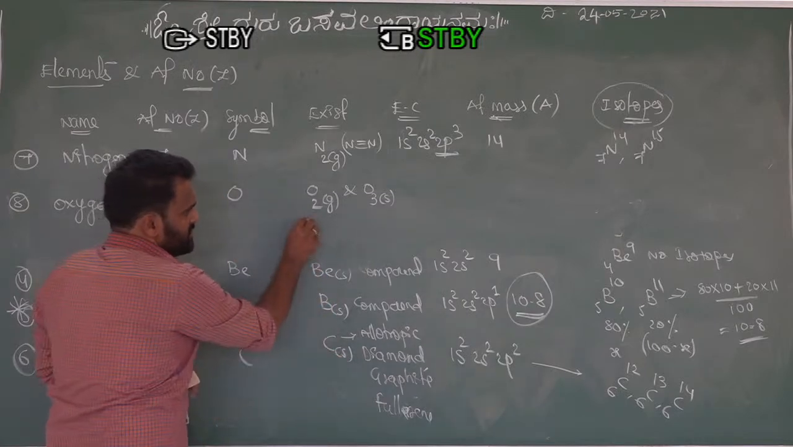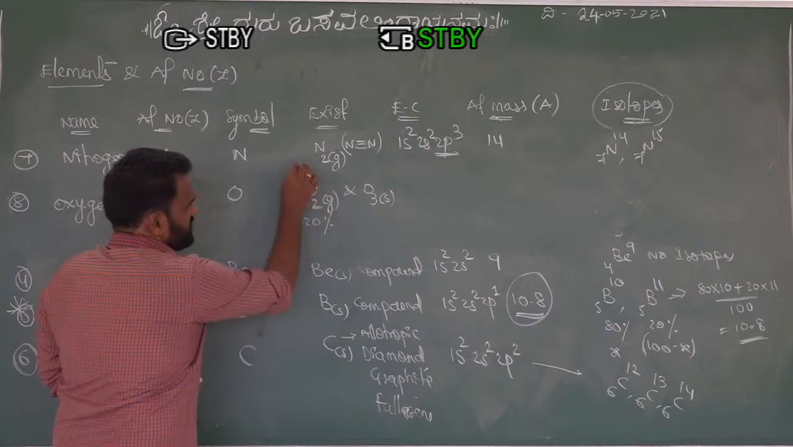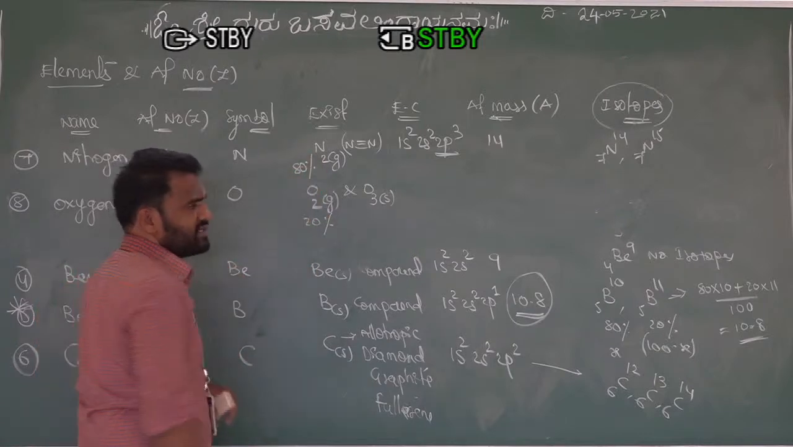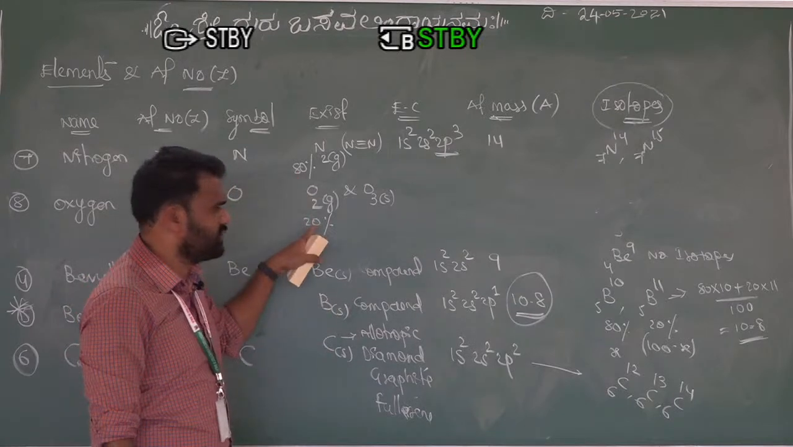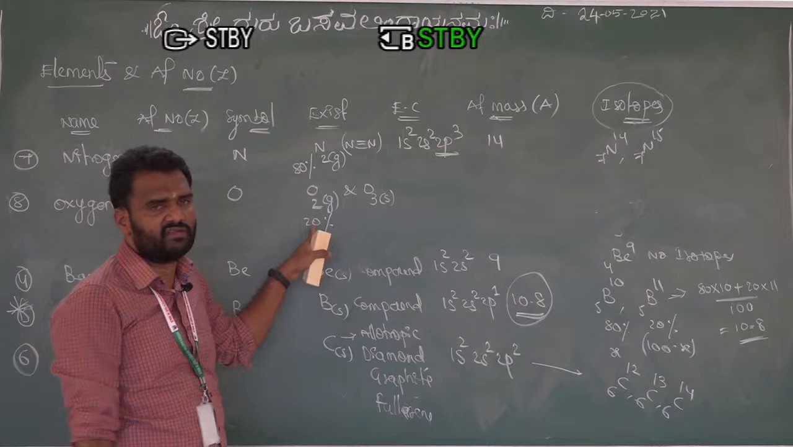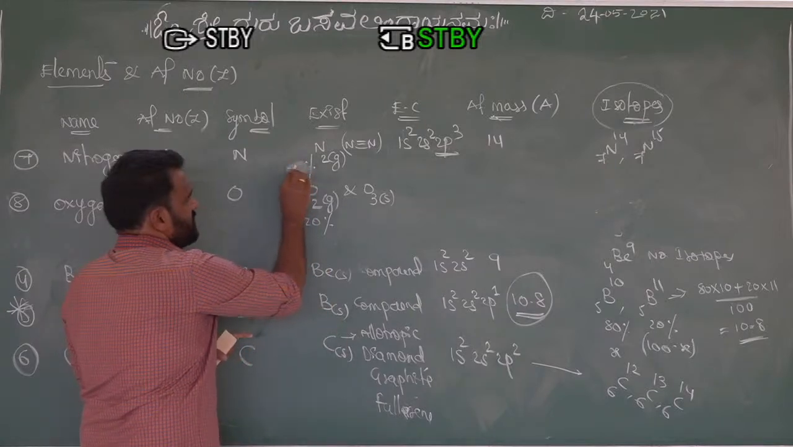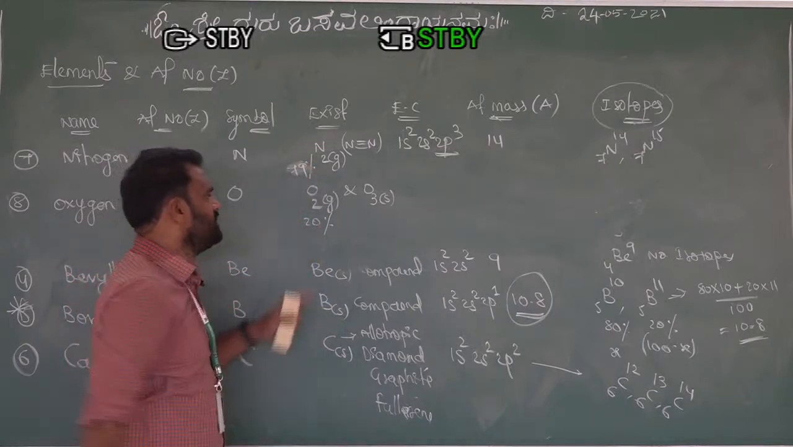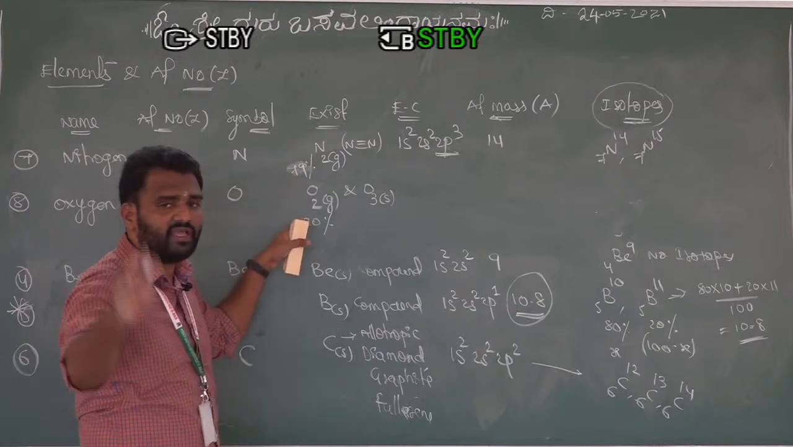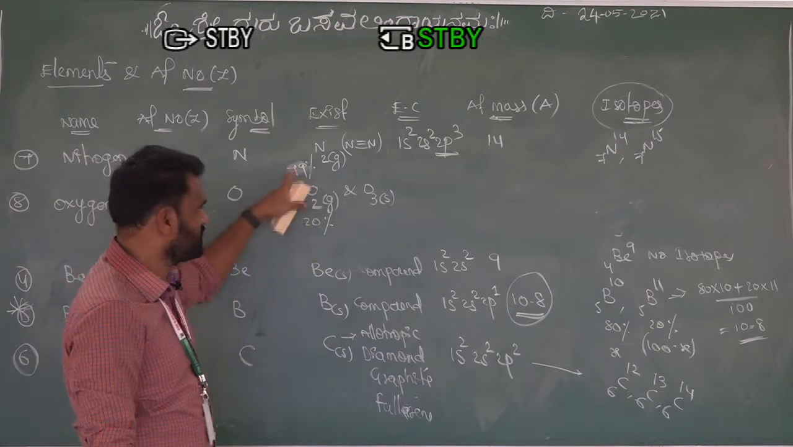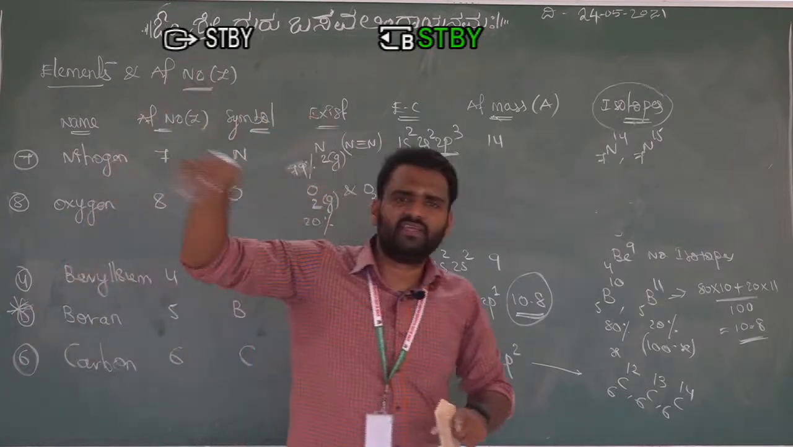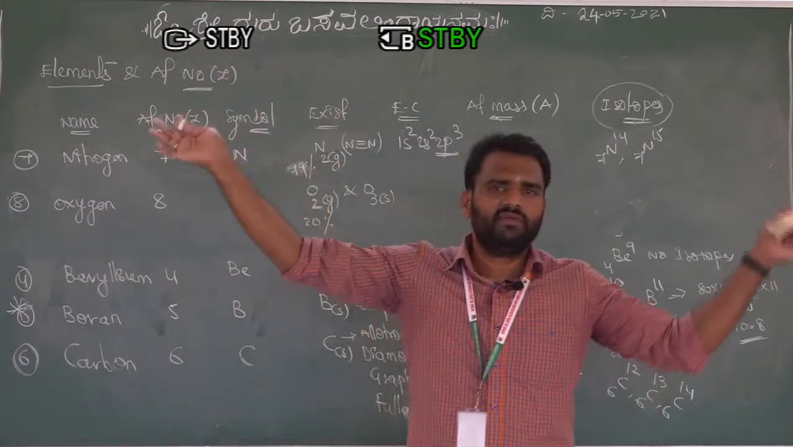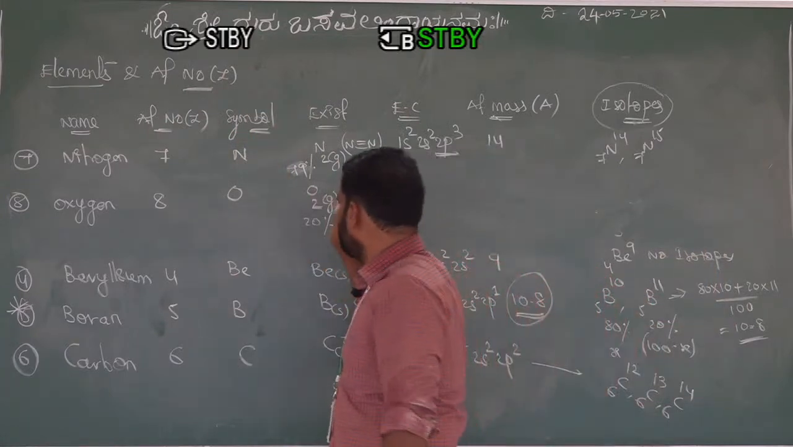Oxygen percentage in nature is 20%, and nitrogen percentage is nearly 80%. This is 79 and this is 20. The remaining gases are only 1%. So nitrogen and oxygen together are more than 99% of the atmosphere. These two gases are very, very important.